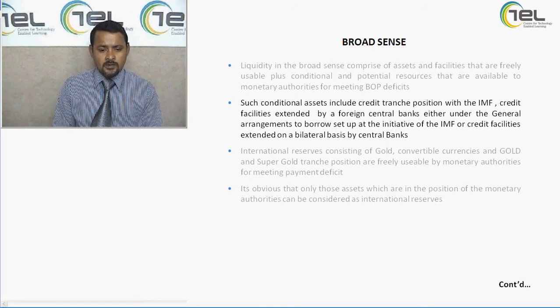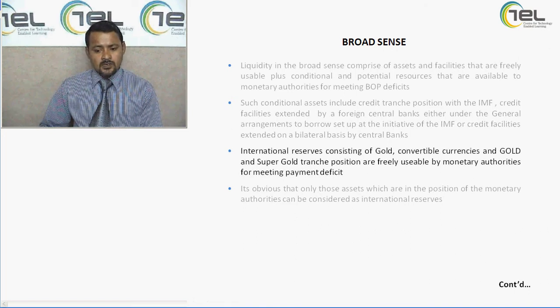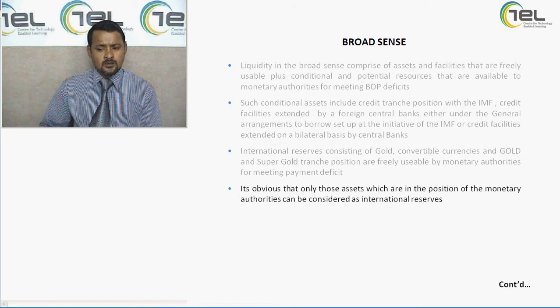International reserves consisting of gold, convertible currencies, and gold and super gold tranches are freely usable by monetary authorities for meeting payment deficits. It's obvious from these facts that only assets which are in the possession of the monetary authorities can be considered as international reserves. So assets which are not in ready possession of the monetary authorities, including the central bank of a domestic country, cannot be treated as international reserves and international liquidity, because in case of requirement, they are not going to be useful in a short period of time.